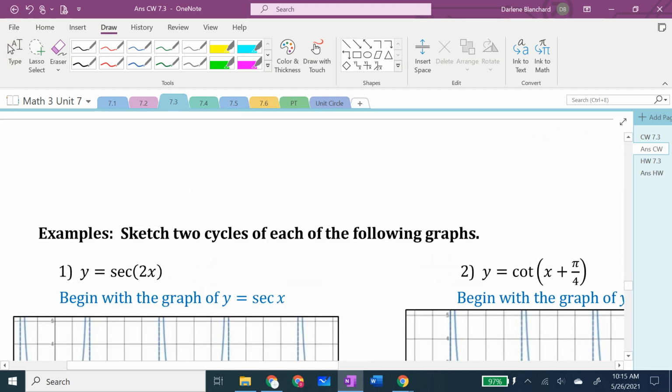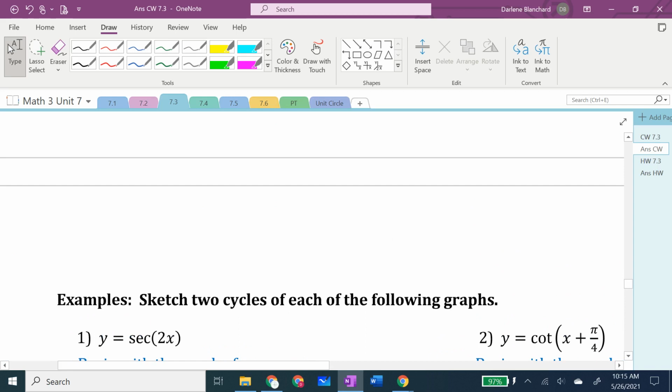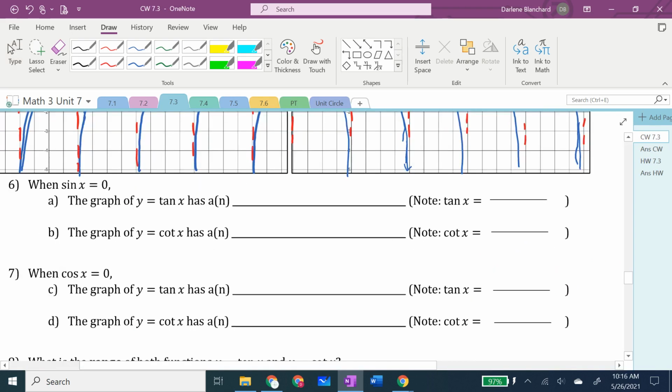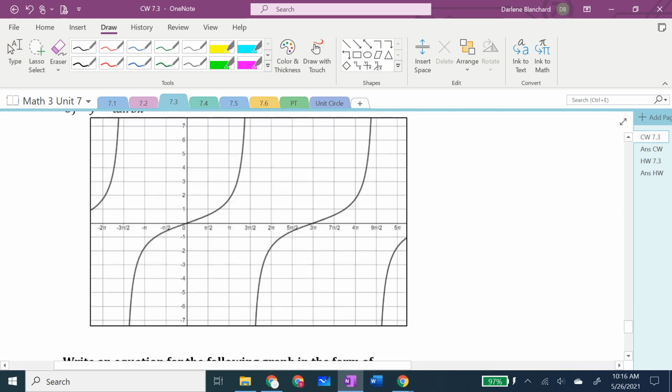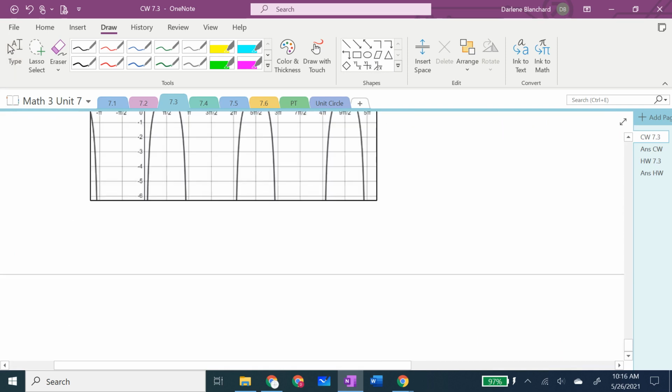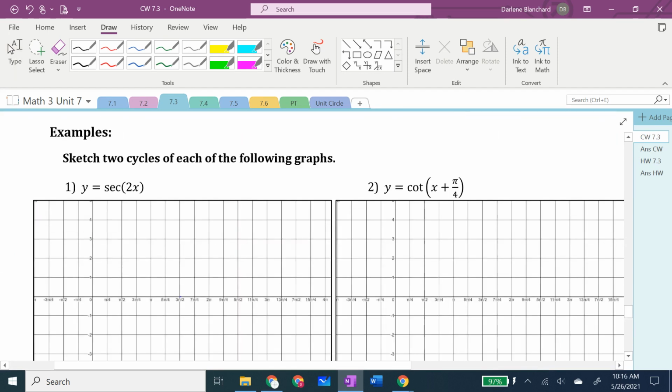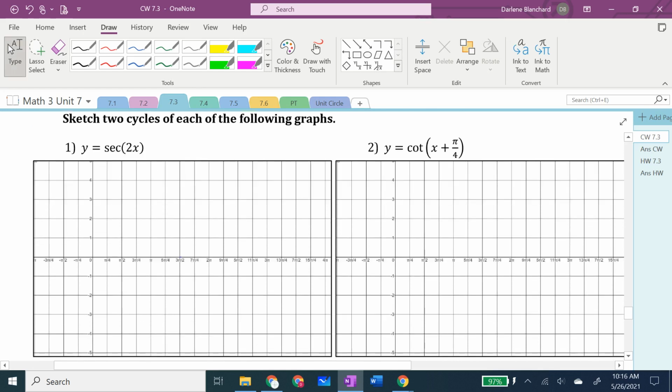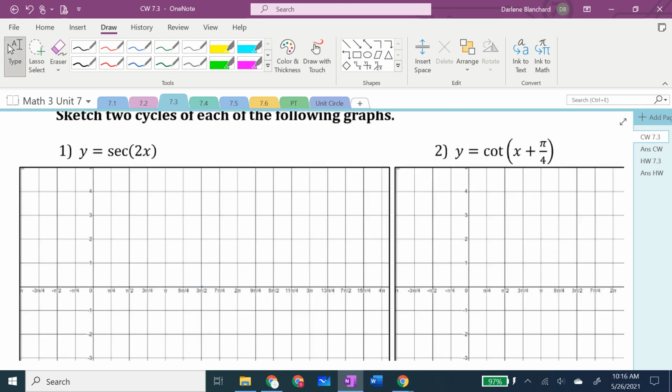Now, the examples for the classwork are going to be practicing sketching these graphs, and then also finding equations. So here we go. I'm going to show you how I personally would go about graphing these functions, and then you can decide how you want to manage it.